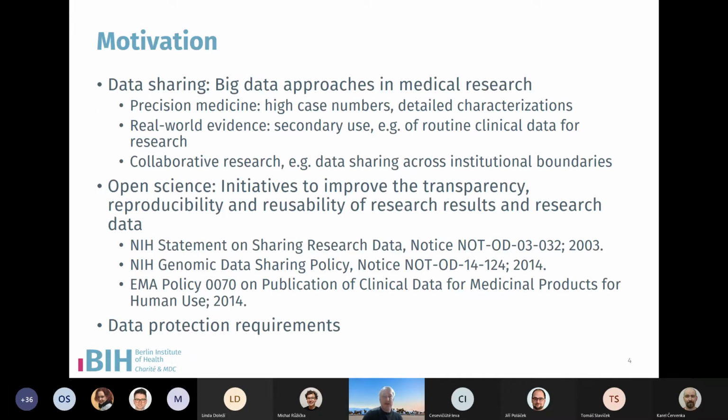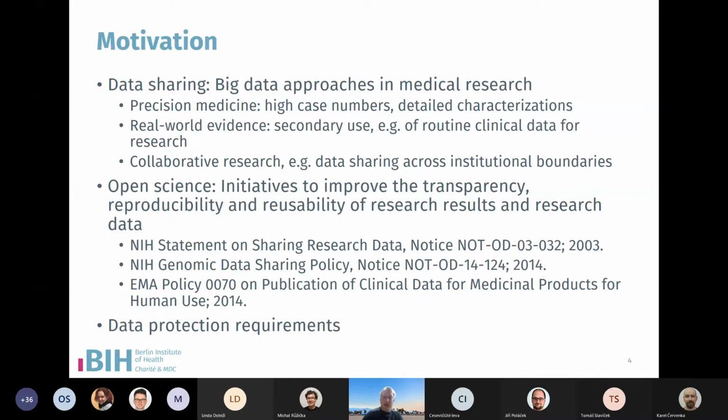So background first. I work at the Berlin Institute of Health at Charité, which is a large university medical center in Berlin. And we research and also apply data anonymization in the context of medicine. But it's of course relevant also for other fields.